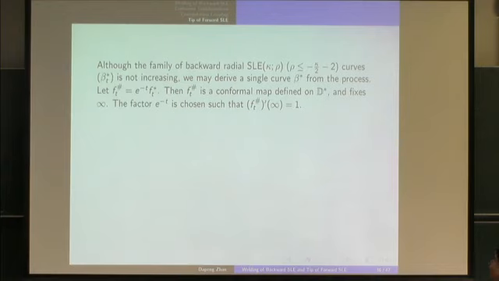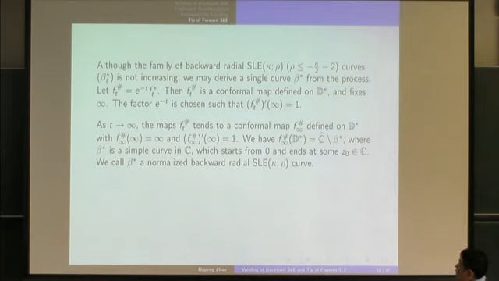Although the family of backward radial SLE kappa 0, let 0 value be any number less than or equal to negative kappa over 2 minus 2, those curves beta t star are not increasing. We may define a single curve beta star from this process. The way we do it is first we define a map ft pound equal to e to the negative t times ft star. Then ft pound is a conformal map defined on D star and fixes infinity. The factor e to the negative t is chosen so that the derivative at infinity equals 1.